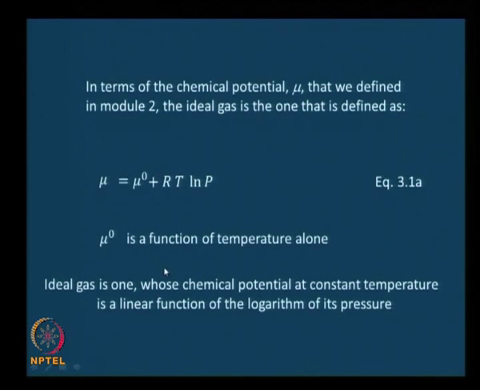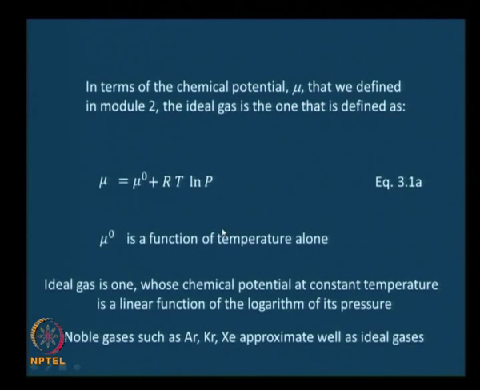Therefore another way of interpreting this equation is that an ideal gas is one whose chemical potential mu at constant temperature, which means RT can be taken as a constant, is a linear function of the natural logarithm of its pressure. It is one of the ways of interpreting the ideal gas in terms of the chemical potential. It may also be known that noble gases such as argon, krypton, xenon approximate well to ideal gases.